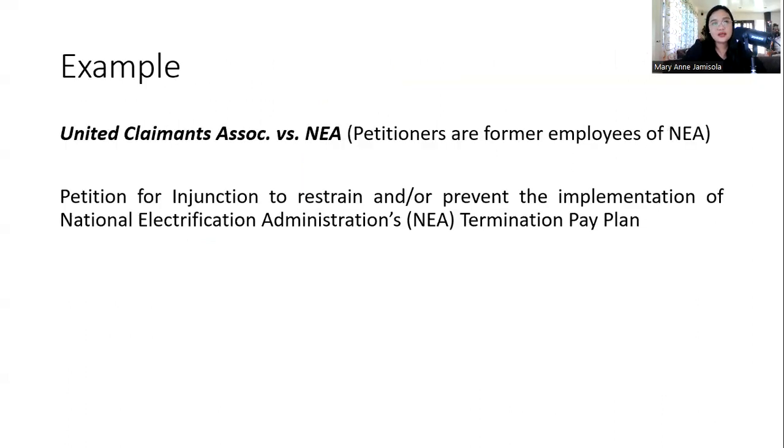Okay, let's have an example. So in the case of United Claimants Association versus NEA, the petitioners are former employees of NEA. Ang mga employees sa NEA, gipang-tang-tang. So, the former employees filed a petition for injunction to restrain and/or prevent the implementation of NEA's termination pay plan. So, injunction gani, dili raman si Supreme Court ang naay jurisdiction ana, even RTC has jurisdiction over petitions for injunction. Same goes with CA.